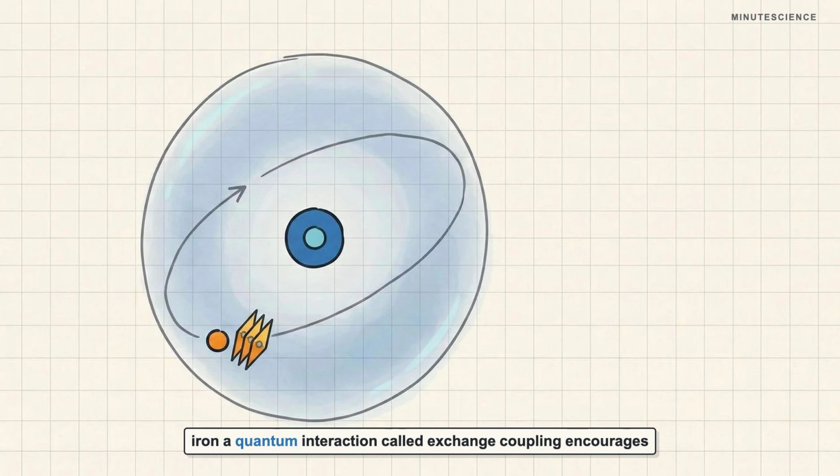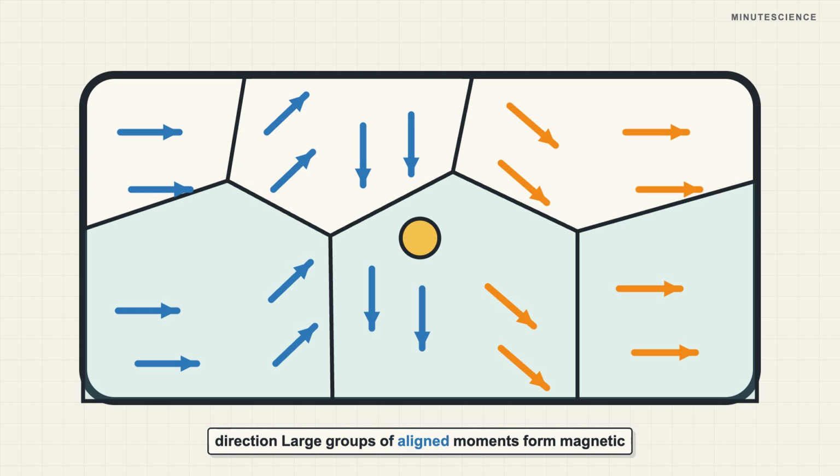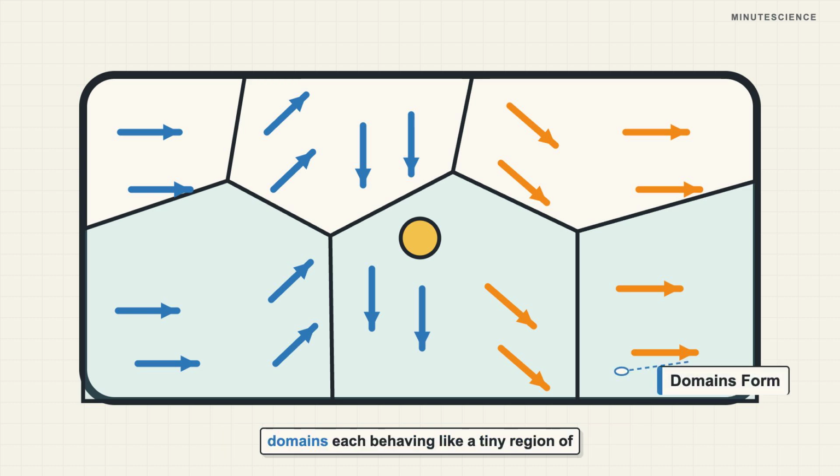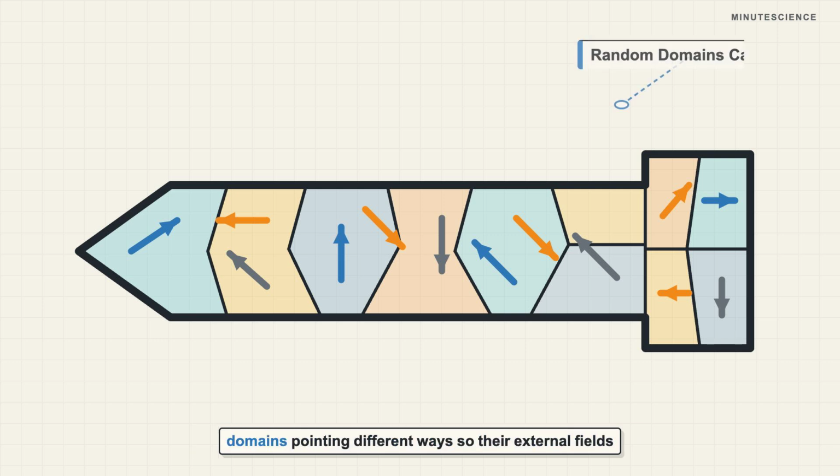In iron, a quantum interaction called exchange coupling encourages neighboring magnetic moments to point in the same direction. Large groups of aligned moments form magnetic domains, each behaving like a tiny region of strong magnetization. An unmagnetized iron nail contains many domains pointing different ways, so their external fields mostly cancel.